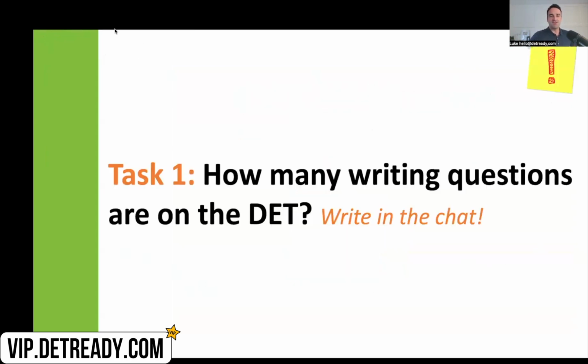Firstly, I have a task for you just to test your knowledge of the Duolingo English test. How many writing questions are there on the DET? How many? Please write it in the chat. Sonia said 5. When I say writing, I mean pure writing, not necessarily a dictation, but ones that test your writing skills. Lots of 4s, 1 6, one said more than 3.